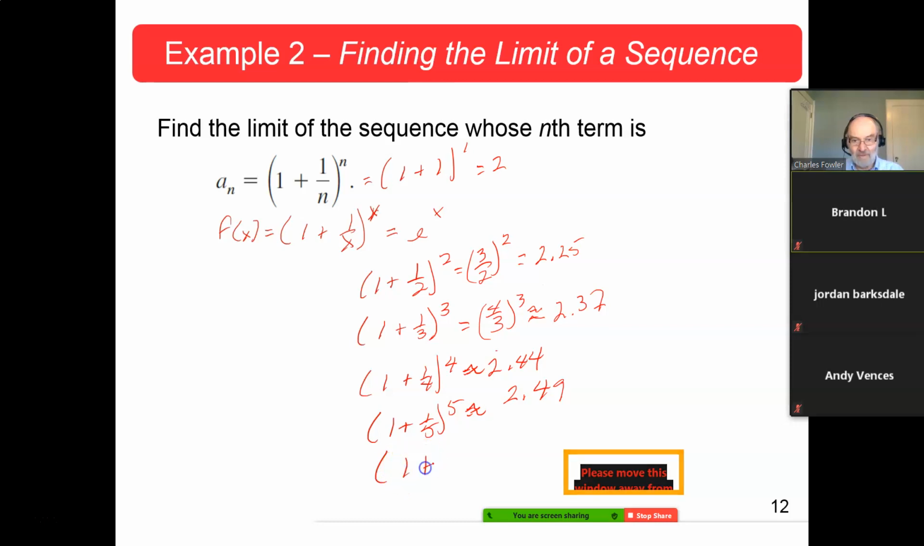Okay? Then you'd have 1 plus 1 over 6 raised to the 6th power. So that would be 7/6 raised to the, whoops, my computer didn't do that right. 7 divided by 6 raised to the, no, okay, I know what's happening. I have to put parentheses. 7 divided by 6, close parentheses, and raise that to the 6th power. 2.52. That doesn't seem right, but yeah, that's right. 2.52.